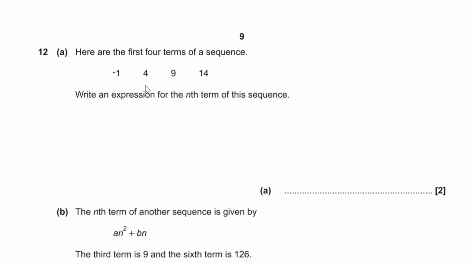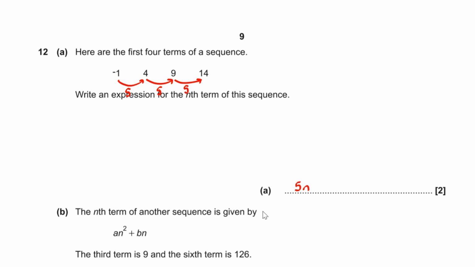Question number 12. Here are the first 4 terms of a sequence. We've got -1, 4, 9 and 14. We have to write an expression for the nth term of the sequence. Well, what we can do is find the difference between each of these. You can see the difference between each of these, that will be +5. So we have 5 for the difference between each of those.